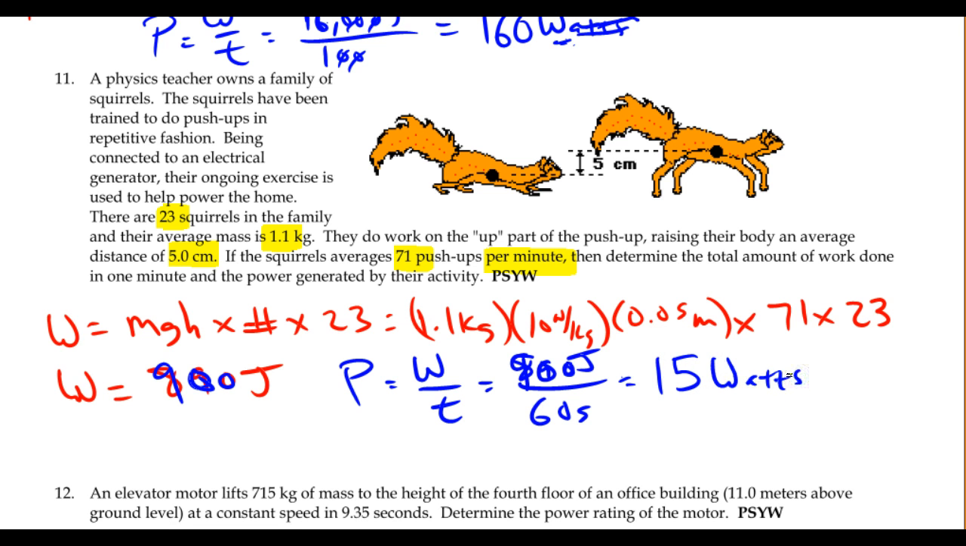Now, that means keeping 23 squirrels going at this constant rate of 71 push-ups per minute still only provides you a total amount of power of 15 watts. That's not enough to run the light bulb in a refrigerator. So, that's pretty weak. You would think that, after all, they are squirrels. But it's just an idea of how you could calculate this out if you have multiple items doing the work.